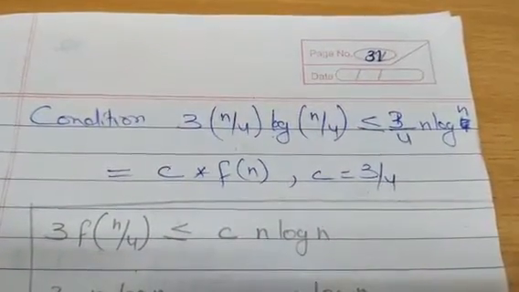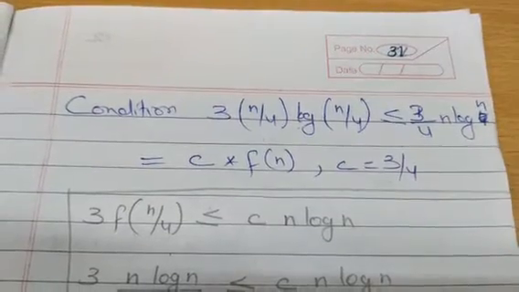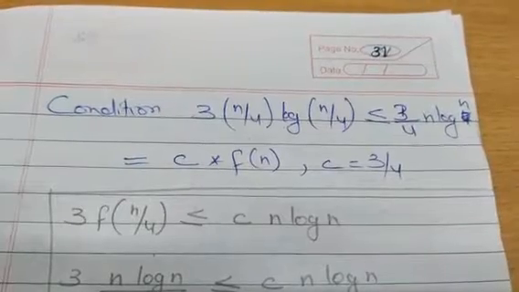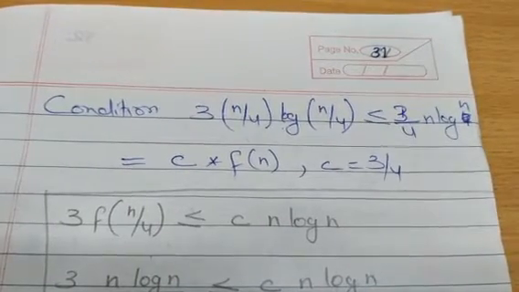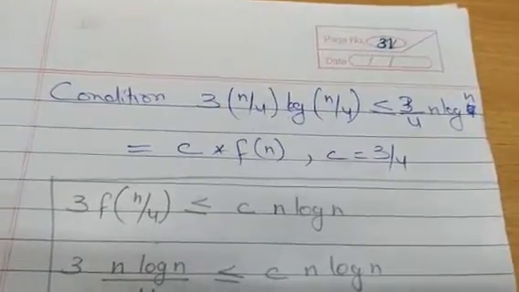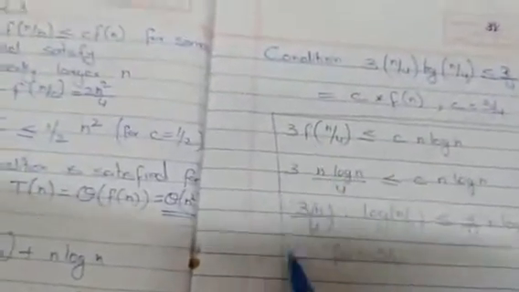How will you find that? c: 3 (n/4) log (n/4) is less than (3/4) n log n. So from this we can find out c = 3/4. Now how do you get this value? This is how we solve.